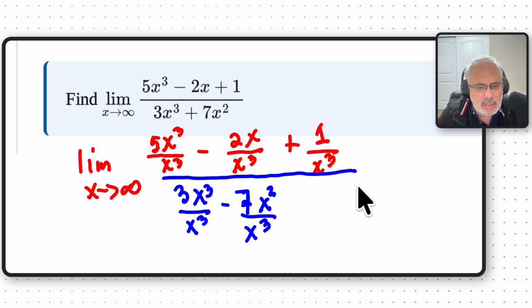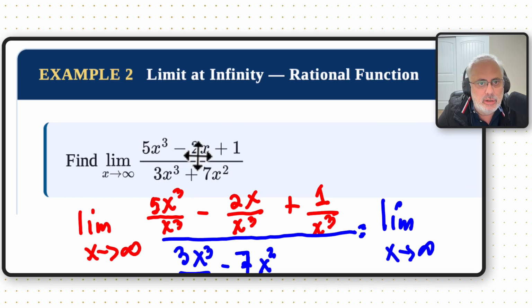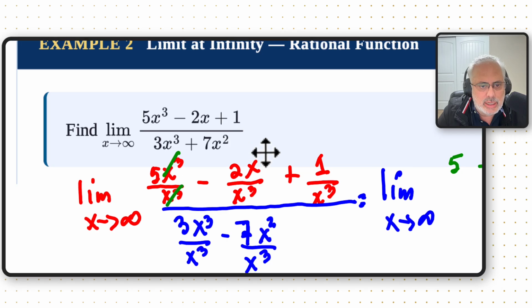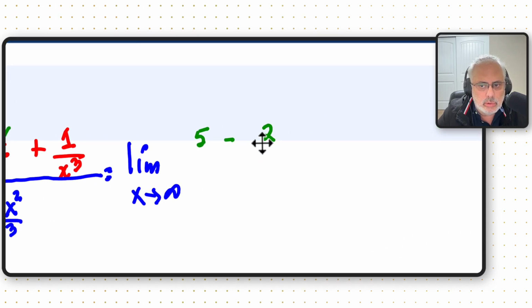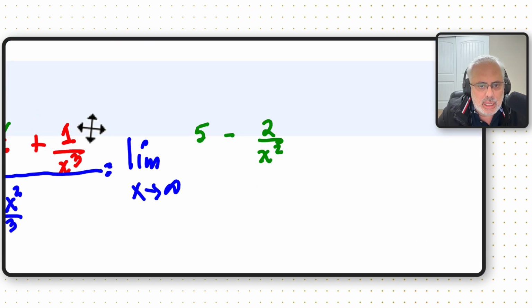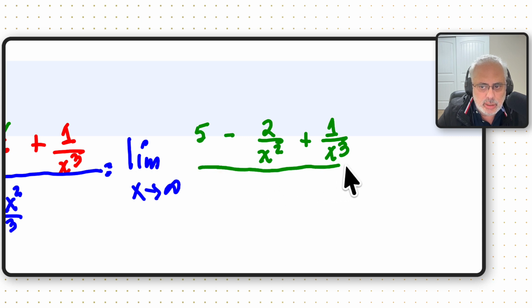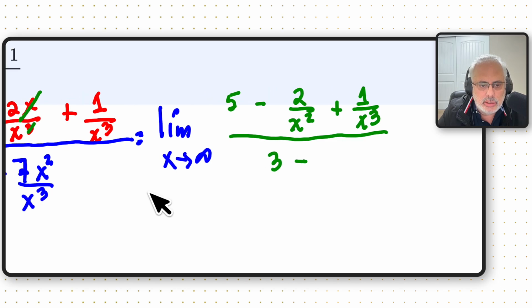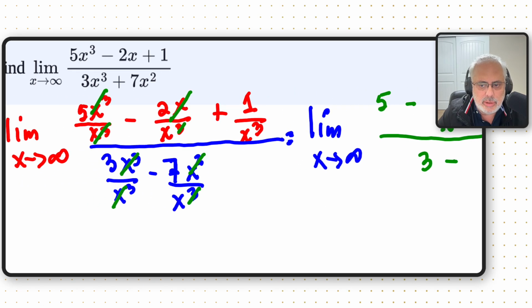So what is this equal? This is equal to the limit when x approaches infinity. And now you cancel here. Let me use a different color. So you have 5 on top, minus, you cancel here, you have 2 over x squared, and you have here 1 over x to the power of 3. I'm done with the top. I'm going to do the same with the bottom. I cancel here, I have 3. I cancel here, I have 7 over x.